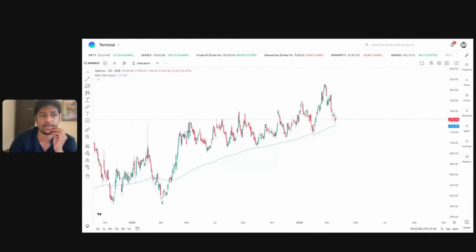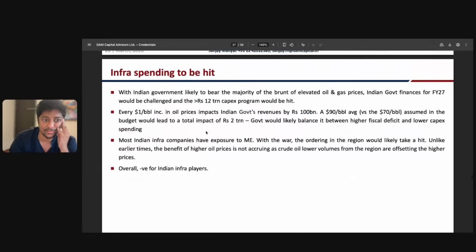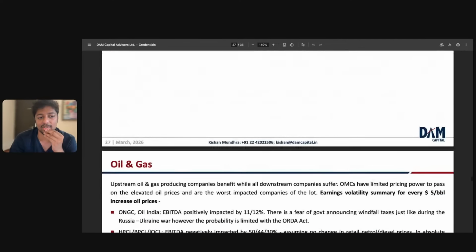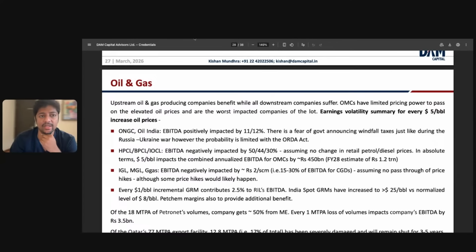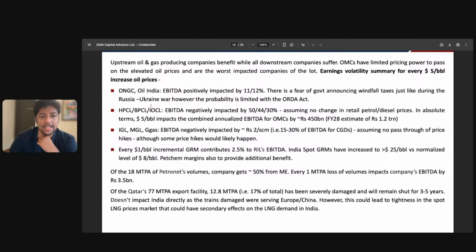And Marico right now, if you look at it, is still at the 200-day moving average. So this will actually get affected quite a bit. Infra spending, as I told you, because of this, we have to now start importing more. Every $1 increase in oil prices impacts the Indian government revenues by 100 billion rupees. Not good at all, because I think we have 20-25 days of inventory. But immediately after that, we will start having to import at very high rates, and everyone is going to get affected.